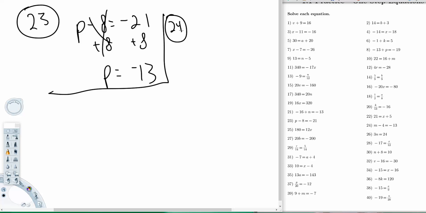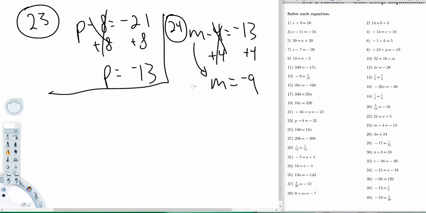Number 24. What does number 24 say? m minus 4 equals minus 13. Well, we got to get rid of this minus 4, so that's plus 4 on this side and plus 4 on that side. m equals minus 13 plus 4 equals minus 9. Very good, Christopher, very good.